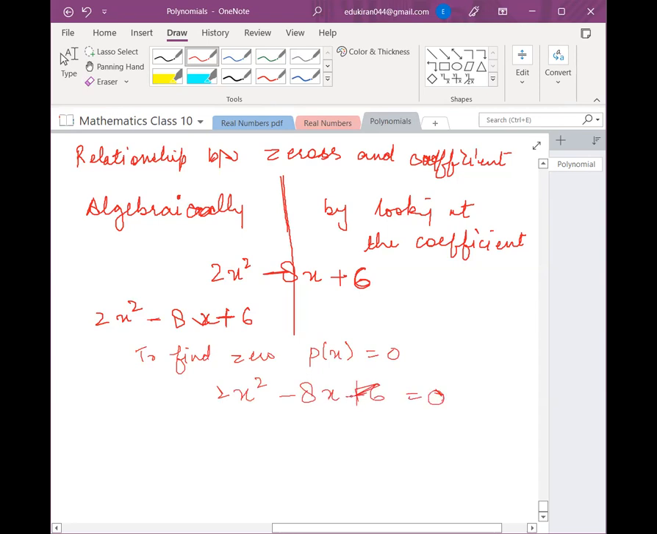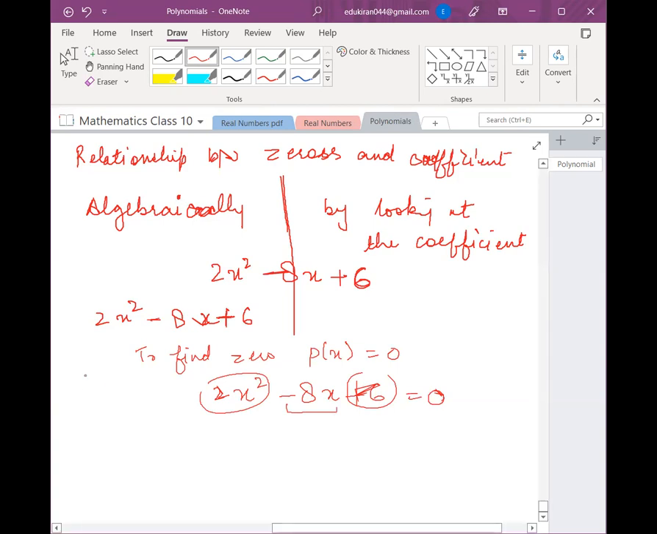Now there's a method which is called splitting of the middle term. Do you remember that? So what we do is, I'll multiply this first term with the third one. So the coefficients, 2 into 6 is 12, right? 12x square. And I have to split this minus 8x such that on multiplying the two terms, I should get 12x square, and on adding them, I should get minus 8x.